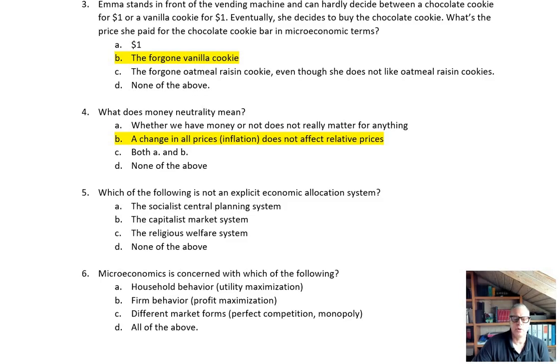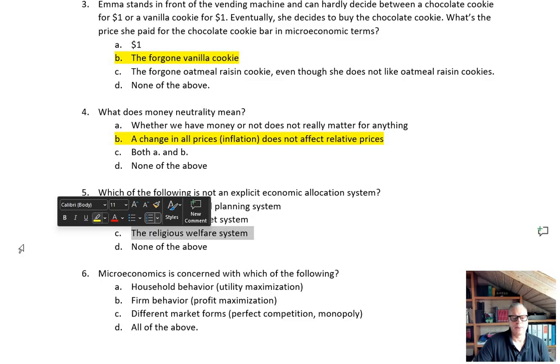Question 5, which of the following is not an explicit economic allocation system? A, the socialist central planning system? No, that is one, that's correct. The capitalist market system? Yeah, that is correct. The religious welfare system? No, that's not concerned with the 3 questions of economics: what to produce, how to produce, and how to distribute things. So it's C.